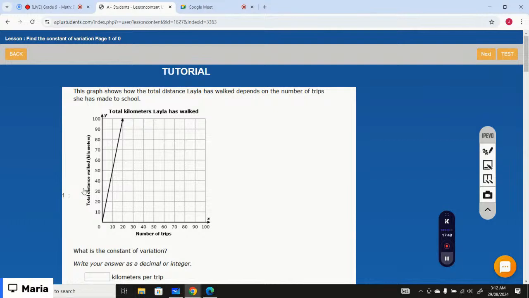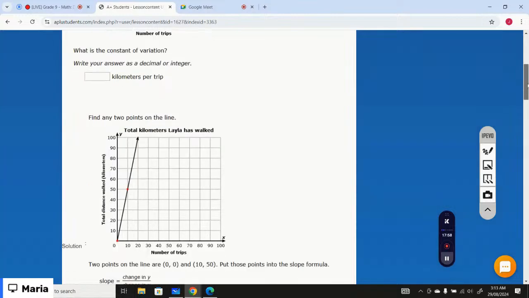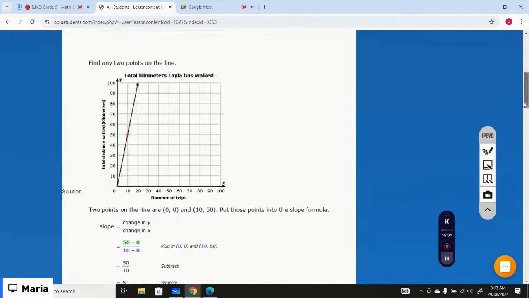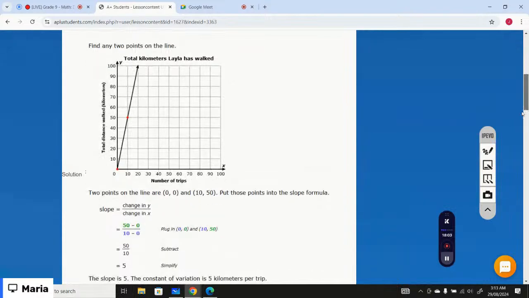So you have to find the constant of variation from the graph. So how do we find it? Basically, we have to find the slope, right? You can use any 2 points on the graph and calculate the slope. Here are the 2 points they selected, this one and this one.